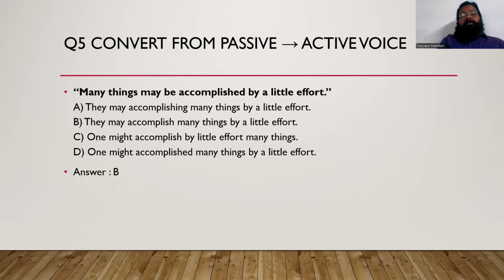One might accomplish, one may accomplish. You need to have may there, right? They have may in the sentence. So you should not change the tense of may either. So one may accomplish many things by little effort would also be a right answer. See, this is a very tricky question. They were trying to trick you, and you should be very actively focused to answer these kinds of questions.